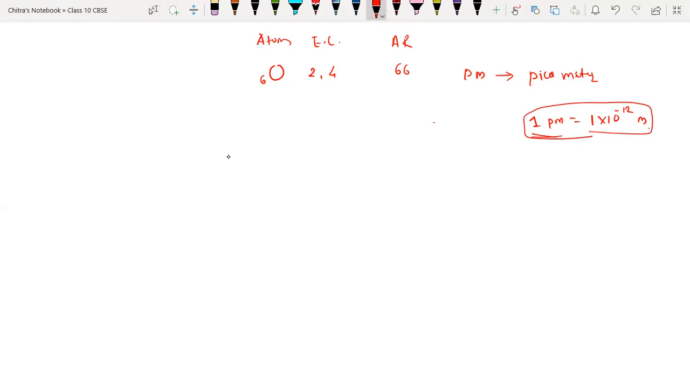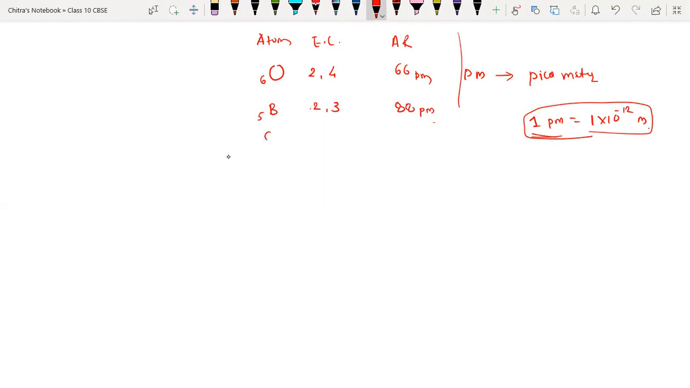Okay, so 1 picometer is equal to 1 into 10 to the power minus 12 meter, meaning it's 0.000 up to 12 places and then 1. Then we have boron. Its atomic number is 5, and its electronic configuration is 2 and 3. Its atomic radius is 88 picometer. I'm writing here picometer.